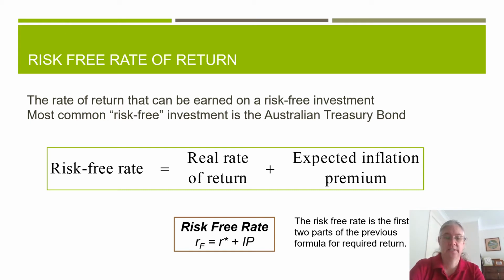So if we're shortening this down to write it, we're going to write R with a capital F. That's our risk-free rate. And it is our real rate of return, R with the asterisk, plus IP, which is the expected inflation premium. So the risk-free rate is the first 2 parts of the formula we looked at on the previous page, which is the formula for required return.